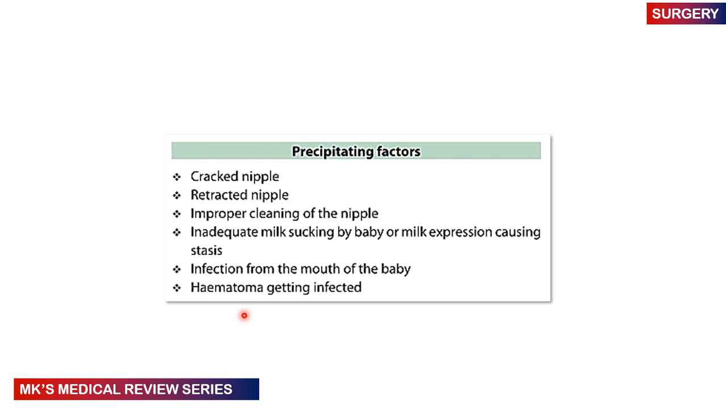So what are some of the precipitating factors? Cracked nipples, retracted nipples, improper cleaning of the nipple, inadequate milk sucking by the baby, or milk expression causing stasis. You may also have infection from the mouth of the baby, even hematogenous spread. You may also have hematoma getting infected.